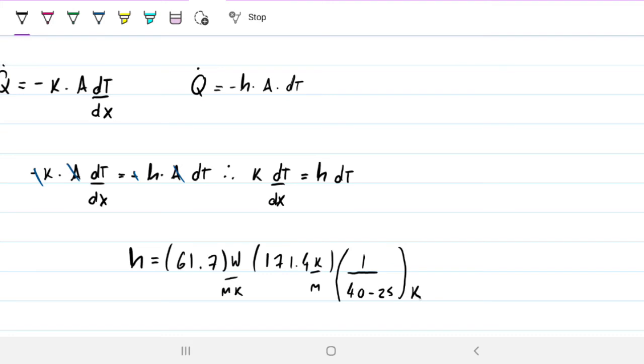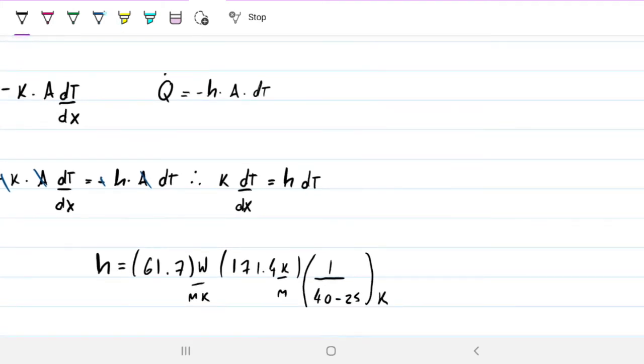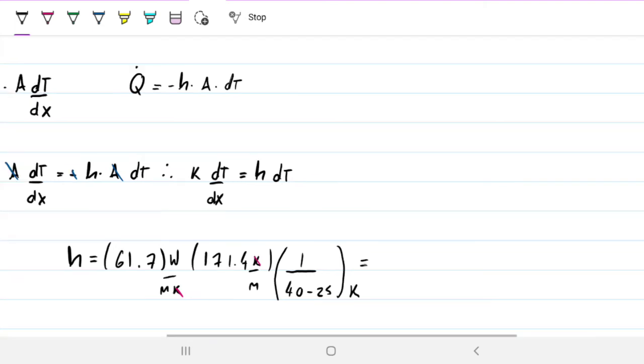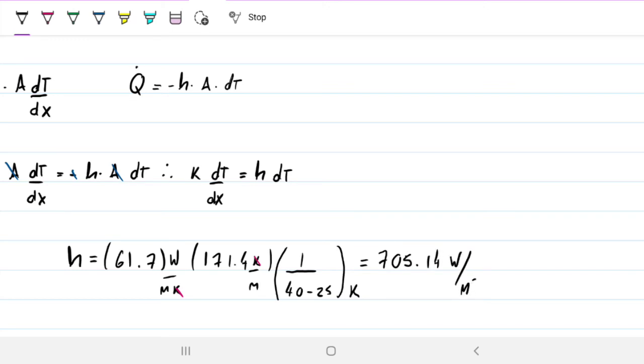This is also Kelvin or Celsius. So Kelvin and Kelvin, and that's it. So we're going to have the unit for convective coefficients. This turns out to be, what did I get? 705.14 watts per square meter Kelvin. So that will be our answer for what is h.